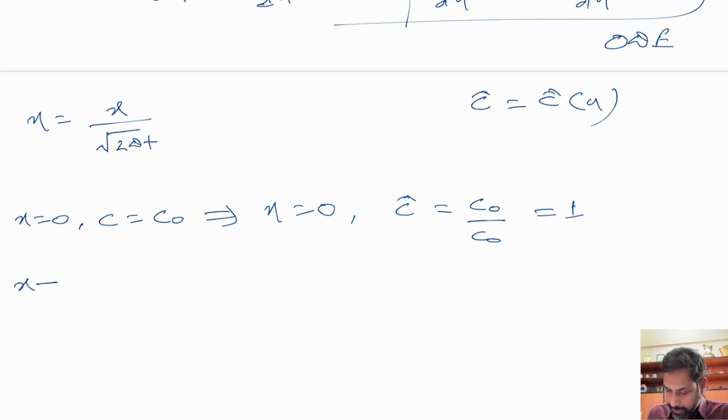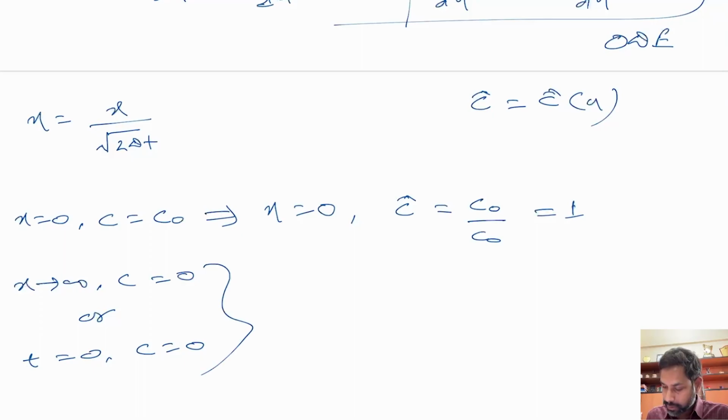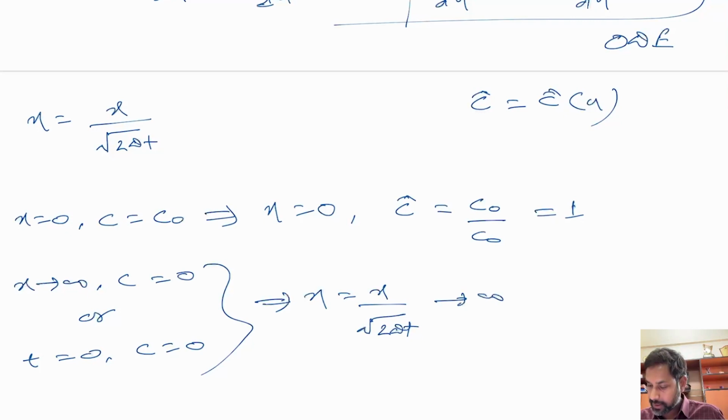And as x tends to infinity, c is equal to 0, or at t equal to 0, c is equal to 0 everywhere. So both these conditions, if you put in this equation, eta equal to x over 2 root dt, this actually means that your eta tends to infinity, and there your c hat should be equal to 0 over c naught, that should be equal to 0, right? So this is the other condition you have, right?